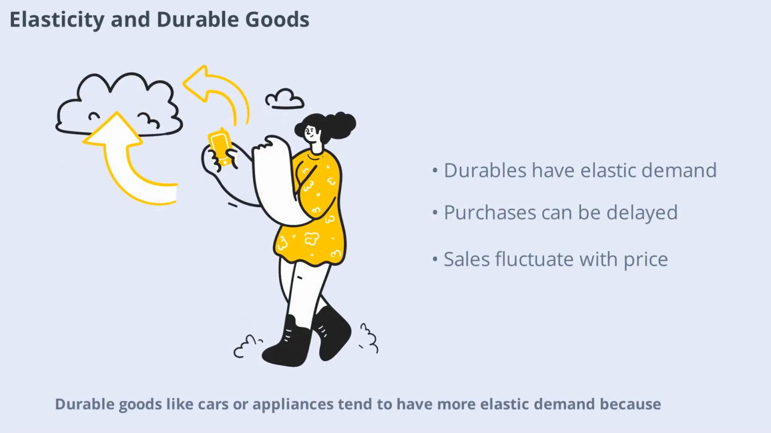Durable goods like cars or appliances tend to have more elastic demand because consumers can delay purchases when prices rise. This means sales can fluctuate significantly with price changes, making it important for businesses to monitor market conditions closely.